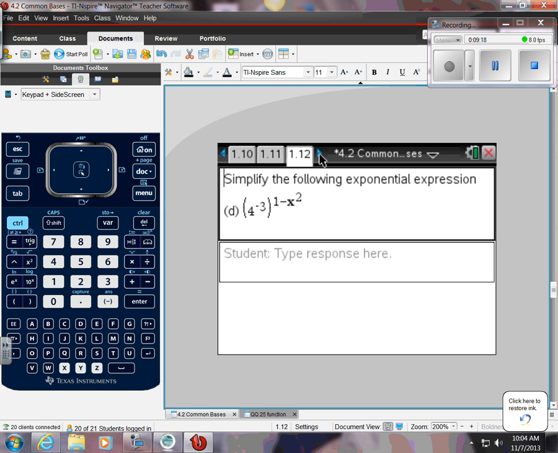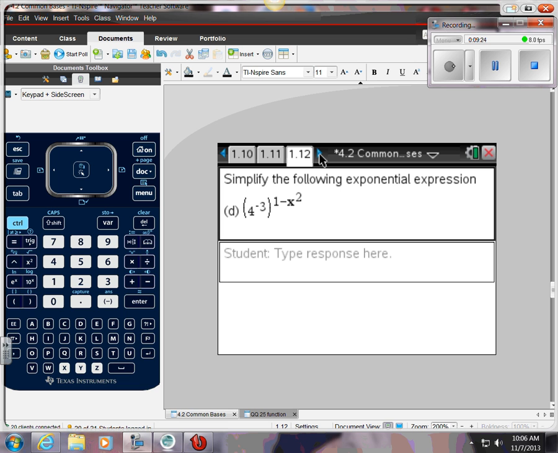Try D. All right, what do we do? Distribute, okay. What are we distributing? Negative 3. So we have minus 3, so it's plus 3, plus 3x squared. Other way. Good.